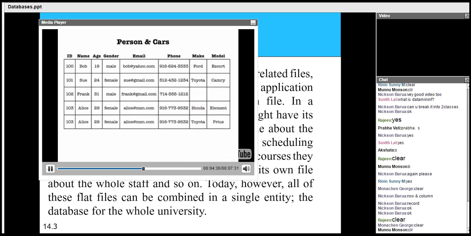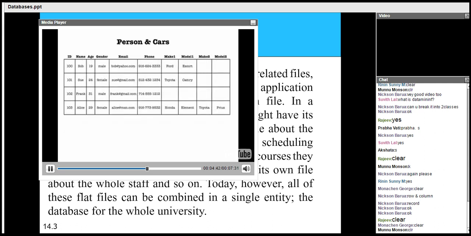Second, we could create another row for Alice and put 1 car into each row. But we end up duplicating Alice's personal information, and we end up duplicating her primary key, a definite no-no. The third option would be to add 2 more columns to the table. Let's rename the first 2 as Make 1 and Model 1, and add 2 more columns, Make 2 and Model 2. For those people that own only 1 car, the data about the second car will be left blank.